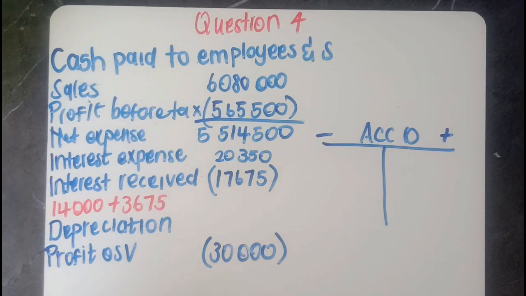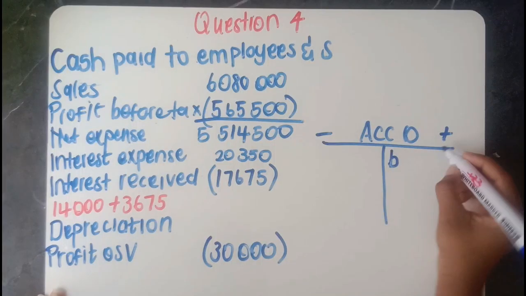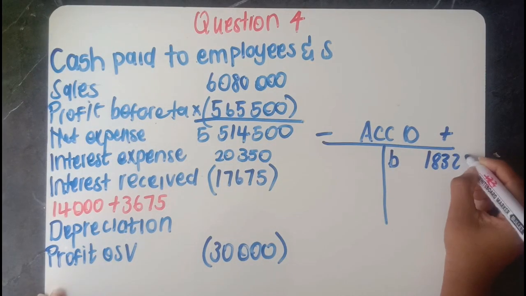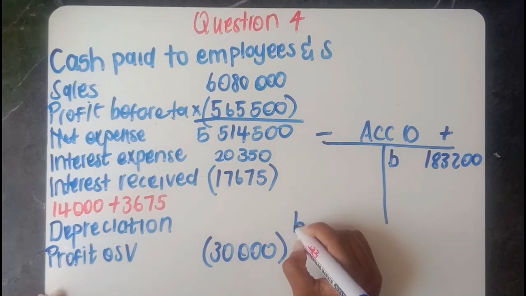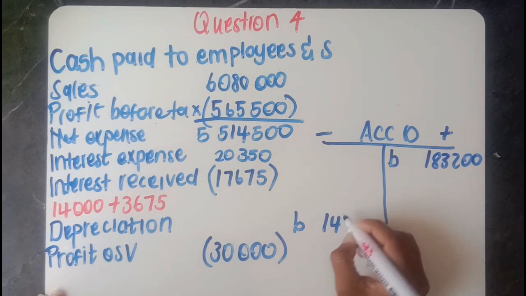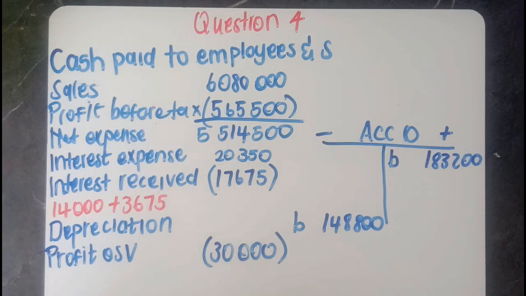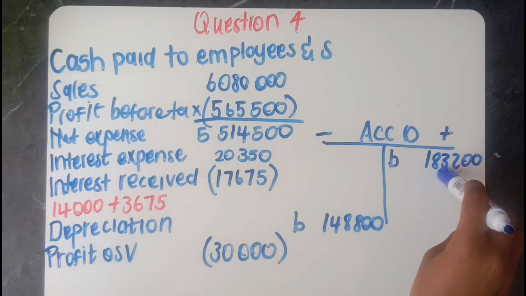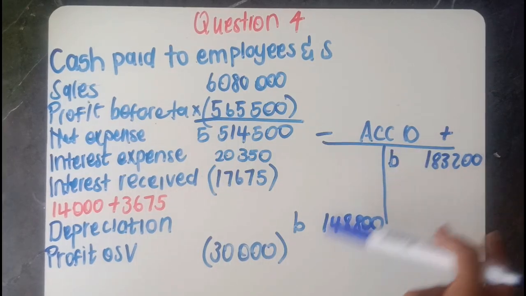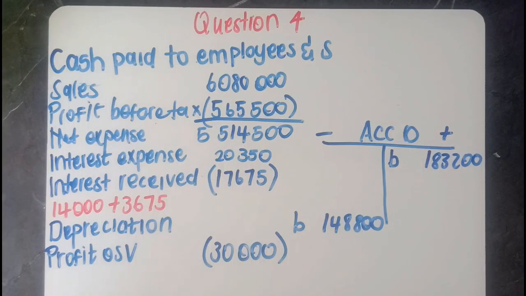So the balance at the beginning of the accumulated depreciation is 183,200, and the balance at the end is 148,800. Right. So right now you have these two, and then they told you that they sold a vehicle with 125,000 accumulated depreciation. Right. This 125,000, let me explain something.